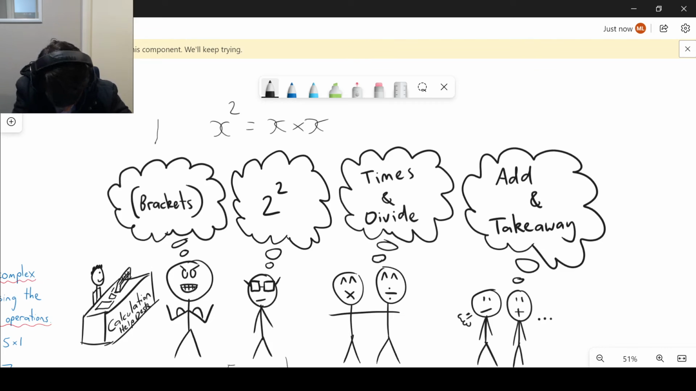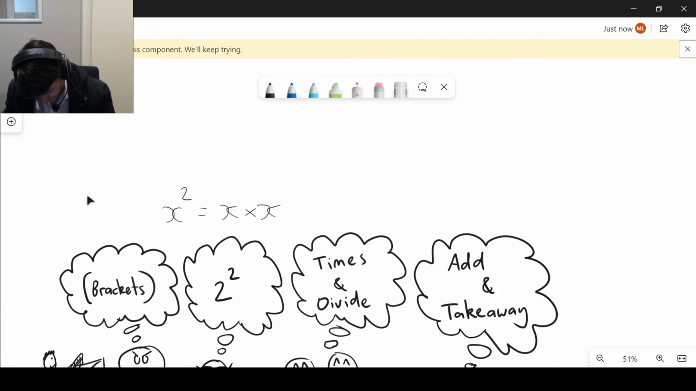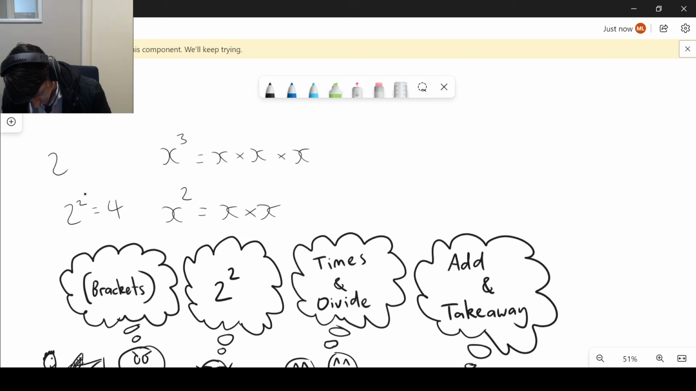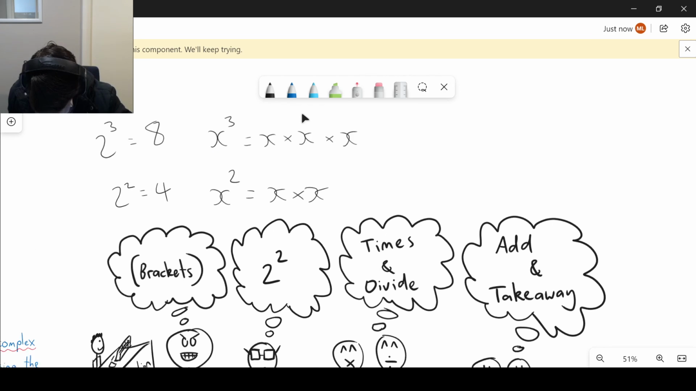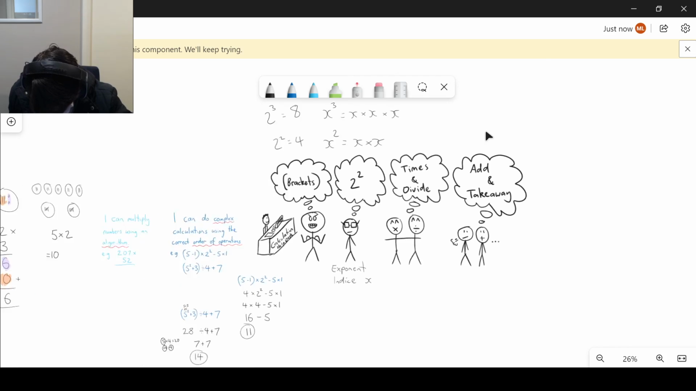Or if it is a 3, that means x times x times x. So like 2 squared would be the same as 4, 2 times 2. 2 cubed would be 2 times 2 times 2, which would be 8. Because you get 2 times 2 is 4. 4 times 2 is 8. So these numbers, the bigger they are, the huger your numbers will get.